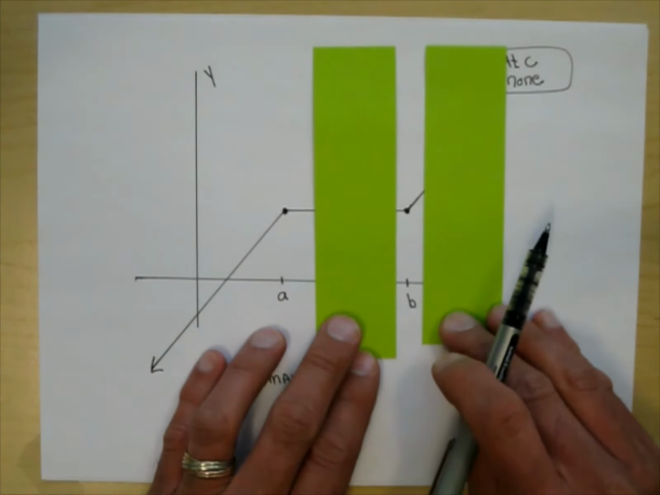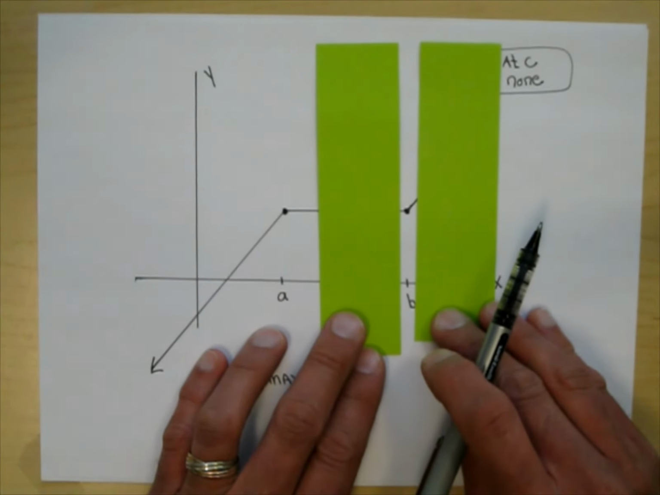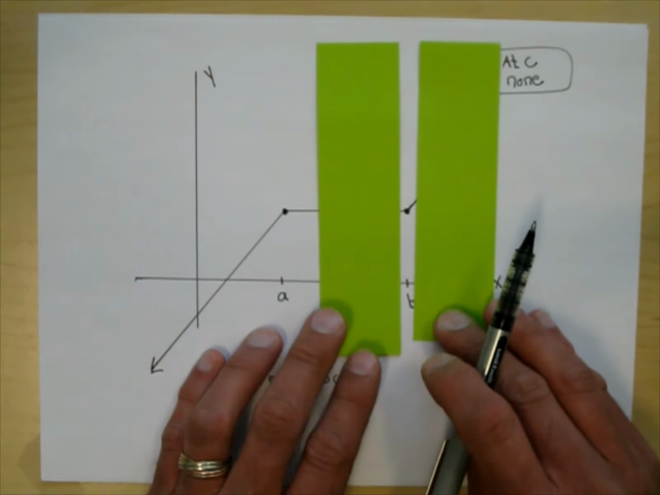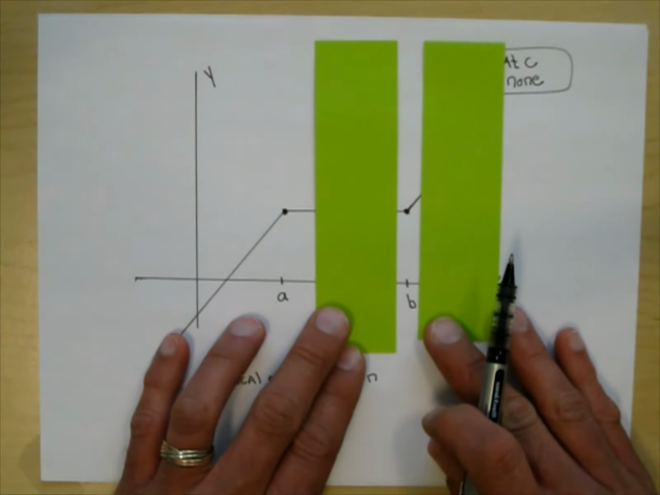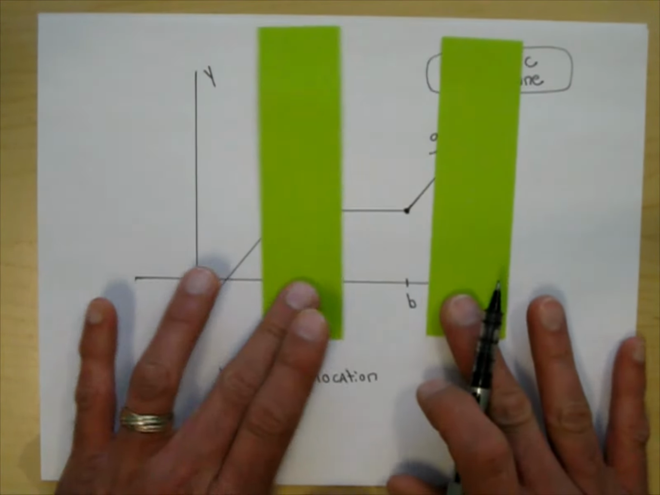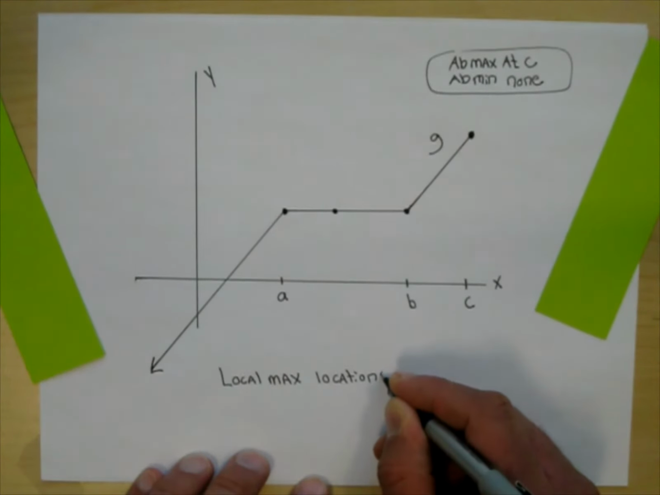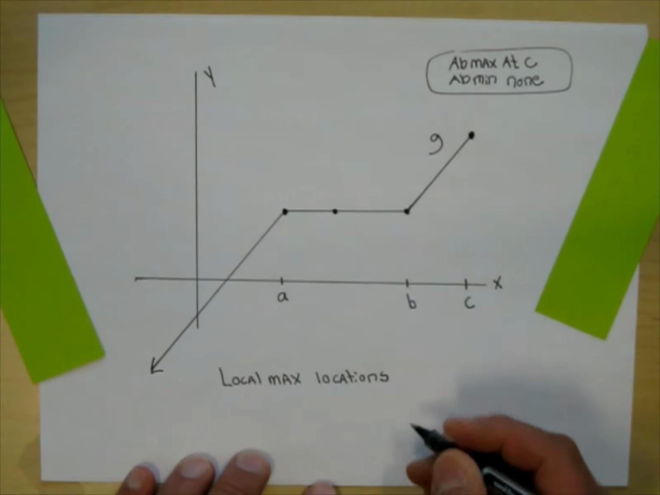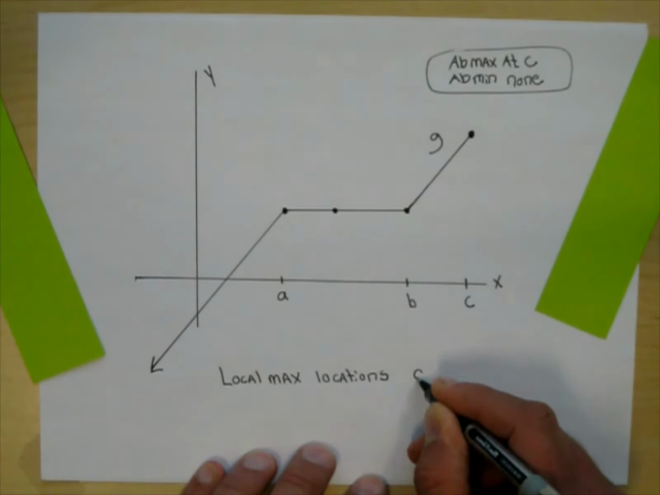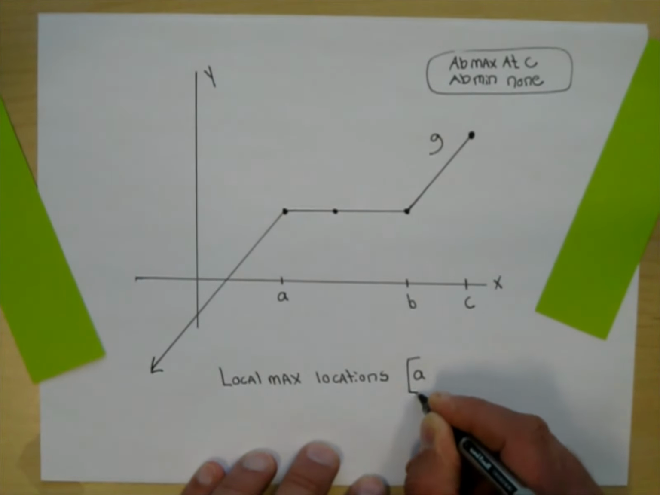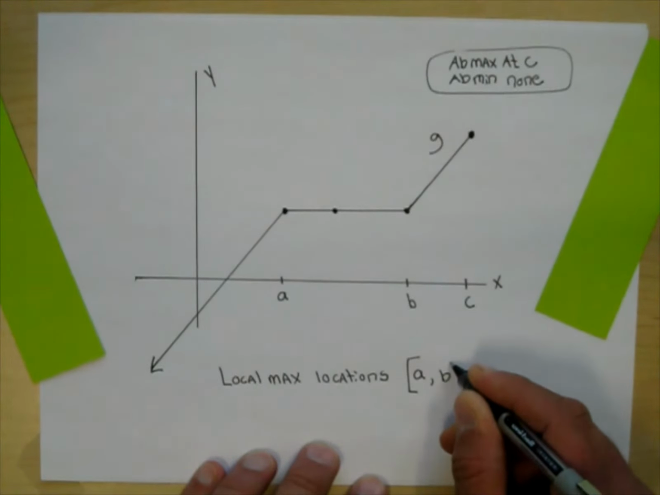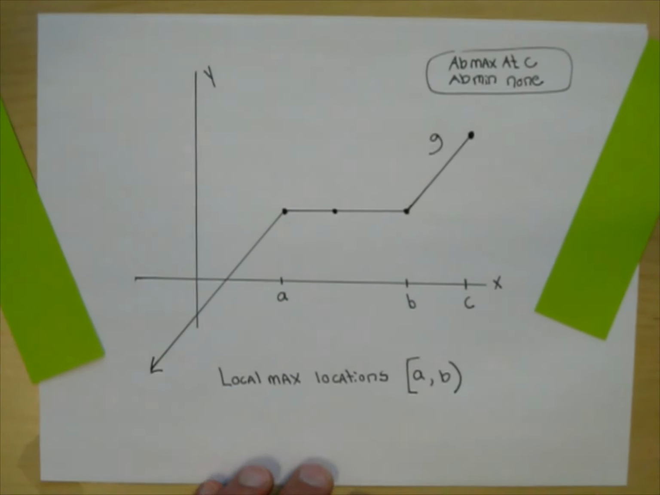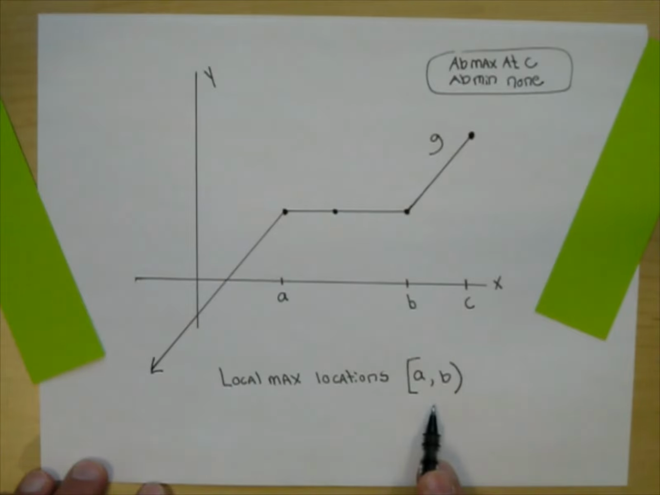It doesn't matter how small you make that neighborhood, he's never going to be top dog, because you always have to have a little bit of neighborhood to the right of B. And so your local max locations would actually be from A, including A, to B, not including B. So there's interval notation there.